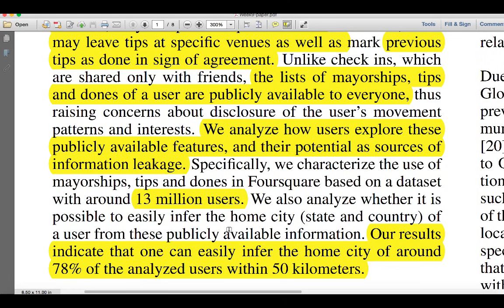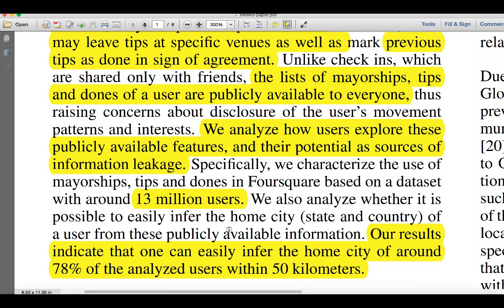So this paper basically explores these publicly available features, mayorships, tips, dones, and their usage for information leakage. The interesting part of this particular paper is that it actually uses the data of entire Foursquare at that point in time, which is 13 million users.